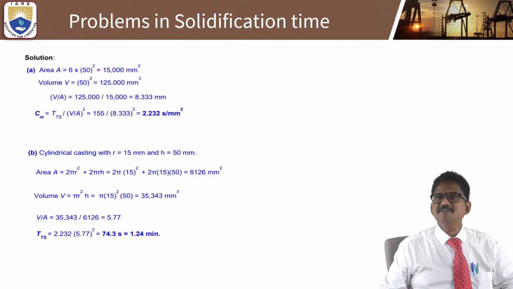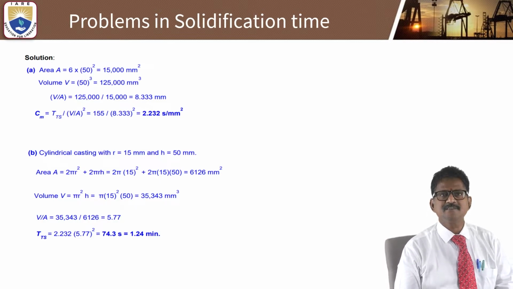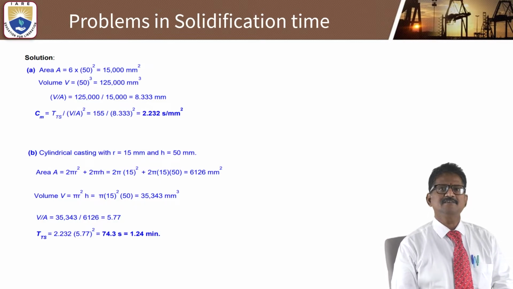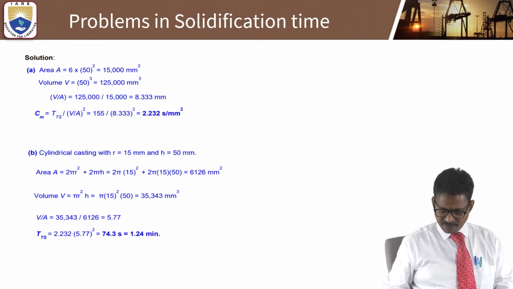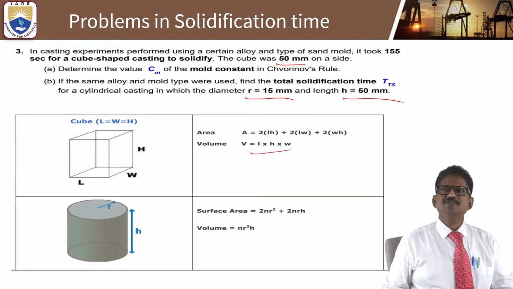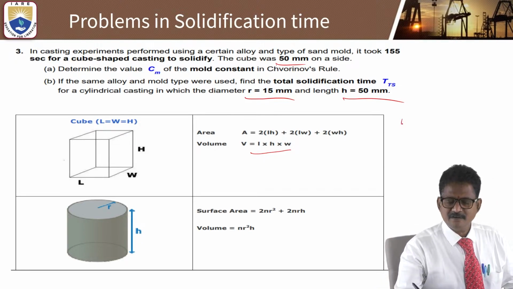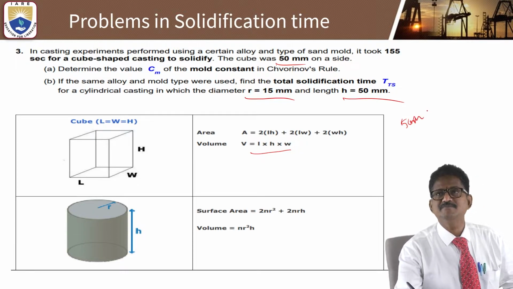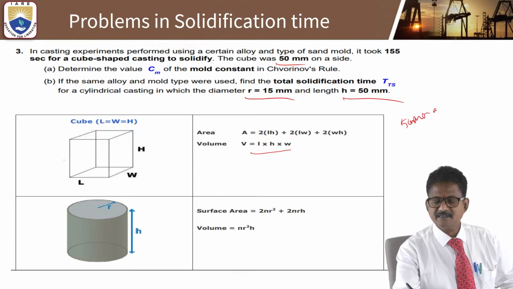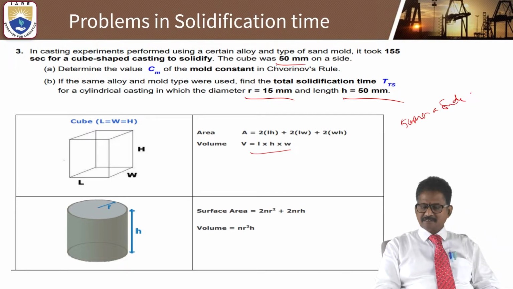Okay, so look at this problem. How do you solve it? In general, first you can determine the area. Area is equal to 6 into 15 squares. The cube was 15 mm on a side. So the given data is 15 mm on a side.